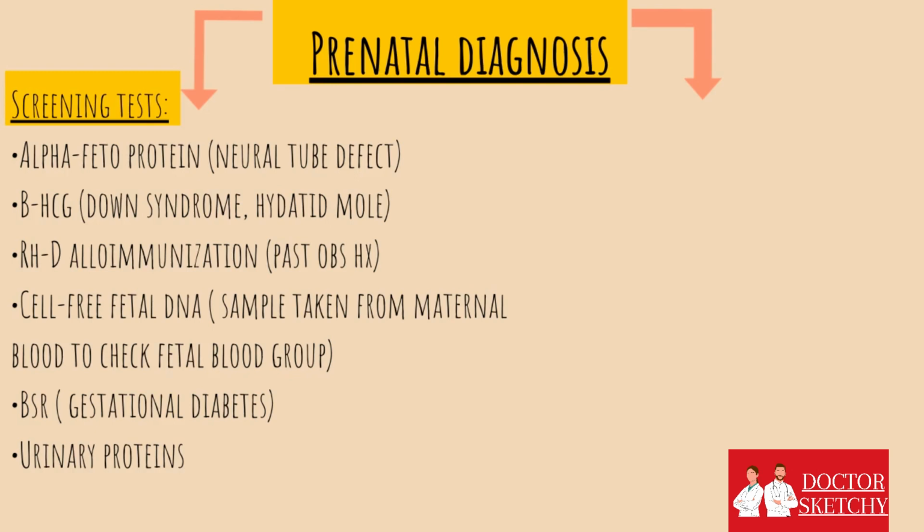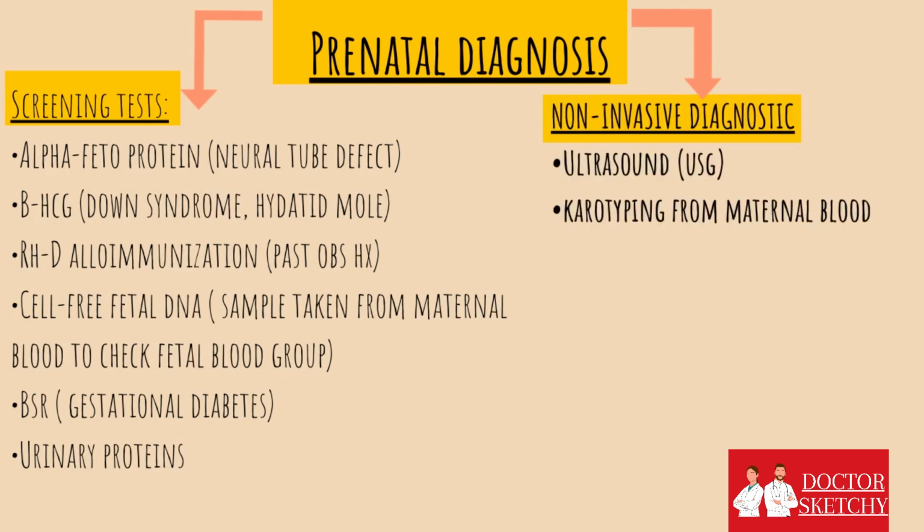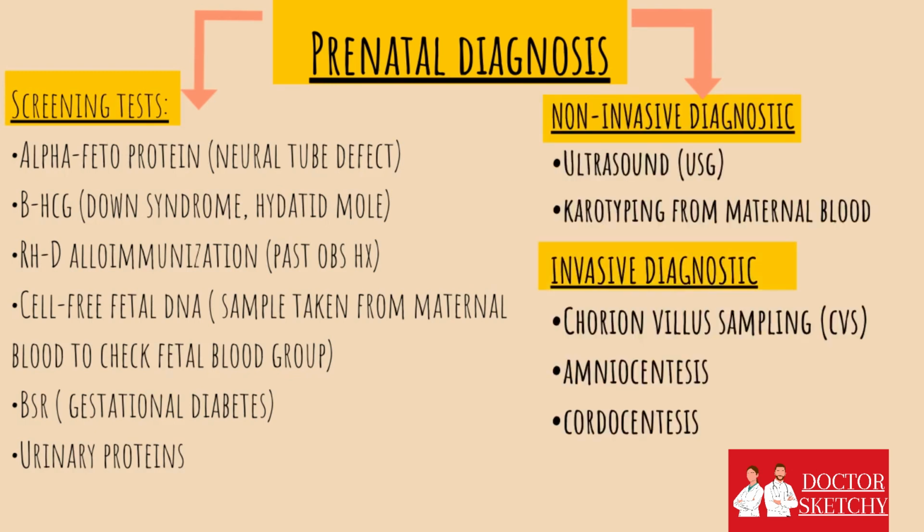The next screening test is BSR. It is done for gestational diabetes, and urinary proteins are also checked in the screening test. When it comes to diagnostic testing, there are two types. One is the non-invasive and the other is invasive one. Non-invasive includes ultrasound and karyotyping from the maternal blood, while the invasive one includes chorionic villus sampling, CVS, amniocentesis, and chordocentesis.